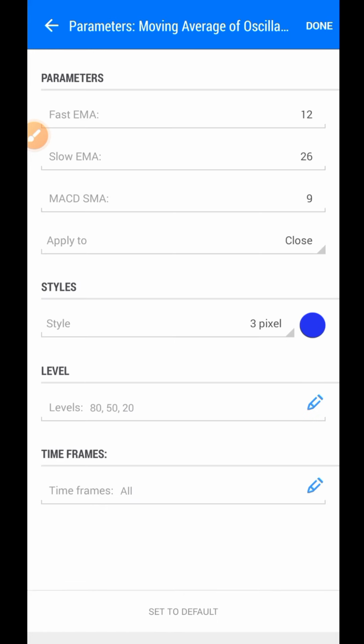Leave the settings like this: the fast EMA 12, slow EMA 26, MACD SMA 9, apply to close, type 3 pixel, any pixel of your choice. You can leave the level, just leave everything under the default setting, you understand, then click on done. You can choose any color of your choice, then click on done.